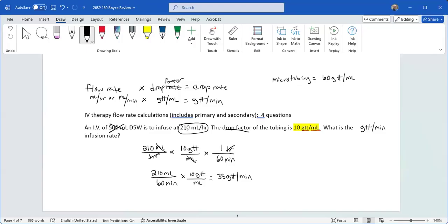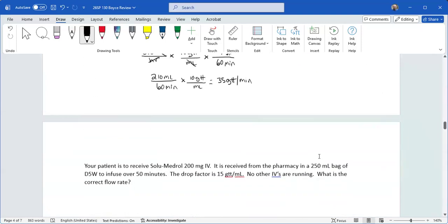Now, the other thing I'll mention is with drops, we can't give somebody a partial drop. They either get the drop or they don't. So if you had an answer that was like 34.45 drops, then your answer would just be 34 drops. If you had 36.78 drops, then it would be 37 drops per minute. You're going to round to the nearest whole drop.